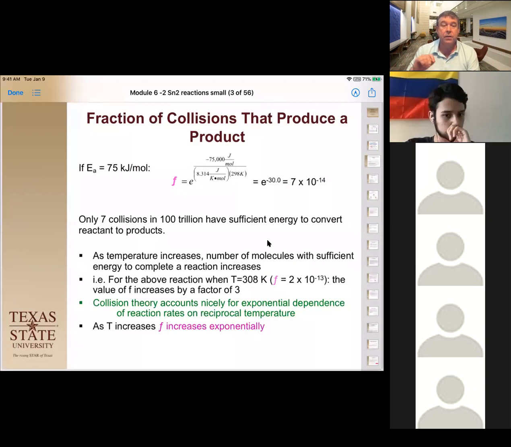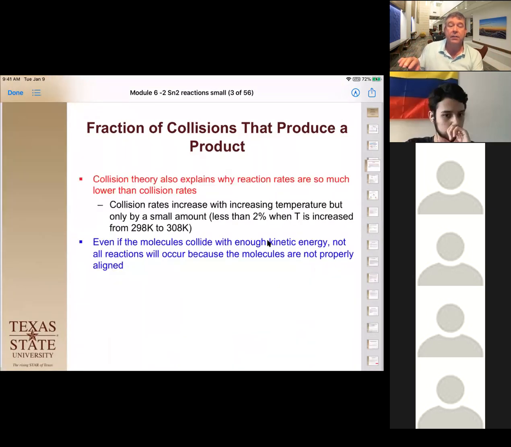So collision theory explains why the reaction rates are actually lower than collision rates, because not every collision is in the correct orientation, and not every collision has enough energy. The collision rates increase with increasing temperature, but only by a small amount, about 2%. Even if the molecules collide with enough kinetic energy, they may not be aligned correctly, hitting where the leaving group is, and that's a non-productive collision. Even though it's 3 times the collisions, it's just doubling the number of actual productive reactions.